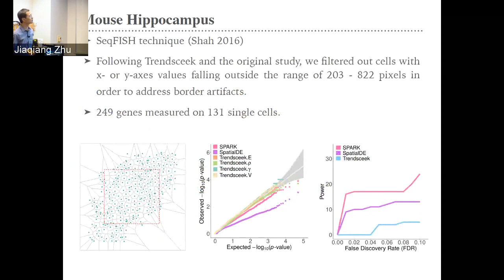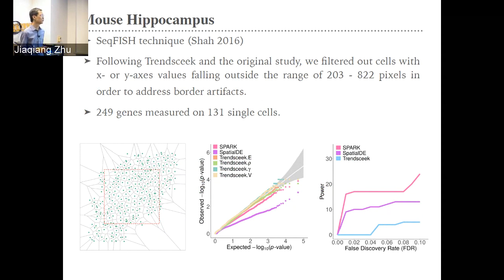And the last data set we examined is the mouse hippocampus data, and this data uses the seqFISH technique, and we filter out the cells outside of the red square to adjust for the border artifacts. And so in total, we analyzed 250 genes measured on only 130 single cells.